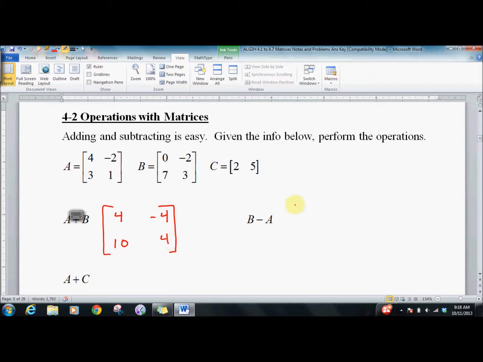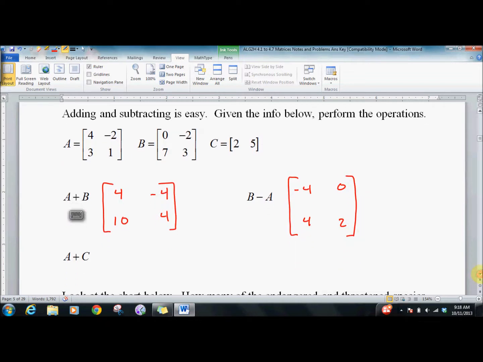B minus A is a little trickier in that you've got to watch out for your negatives. Again, that's how we usually do it. 0 minus 4, negative 2 minus negative 2, 3 minus 1, 7 minus 3, 4. Notice I'm sloppy about what order I do them in. I just get them done.